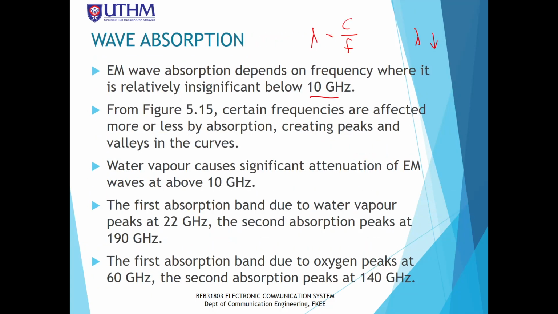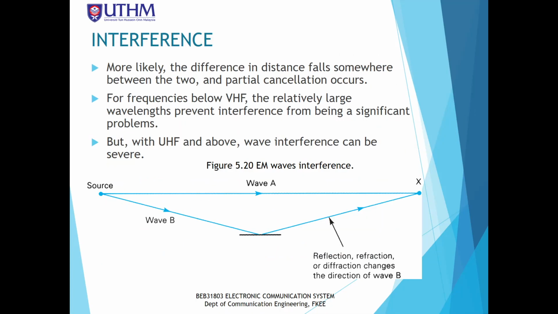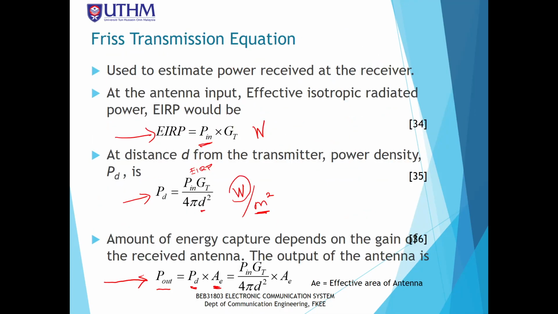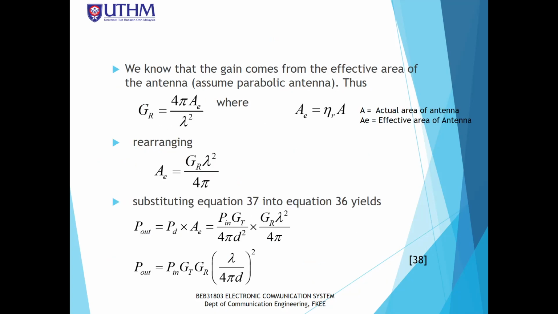So, back to that slide. Kembali kepada slide tadi. Okay, so dikatakan di sini power density is equal to P input multiplied GT divided with 4 pi D square, ataupun 4 pi R square, darabkan dengan effective area of the antenna. So, bila ada perkataan effective, bermakna dia berkaitan dengan antenna efficiency. Okay, so macam mana nak kira nilai AE?